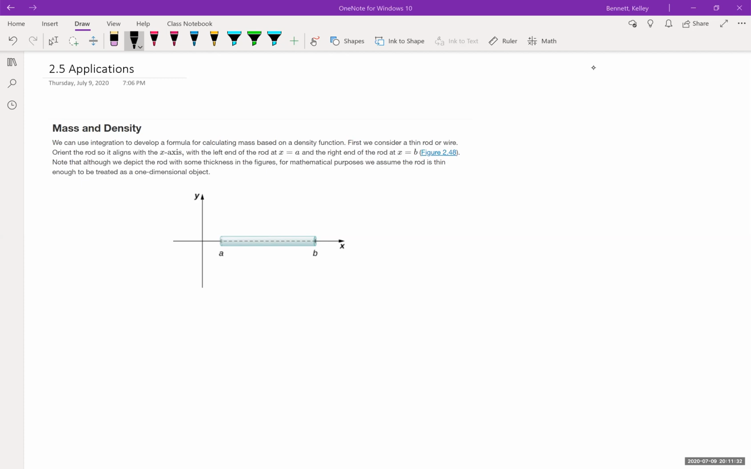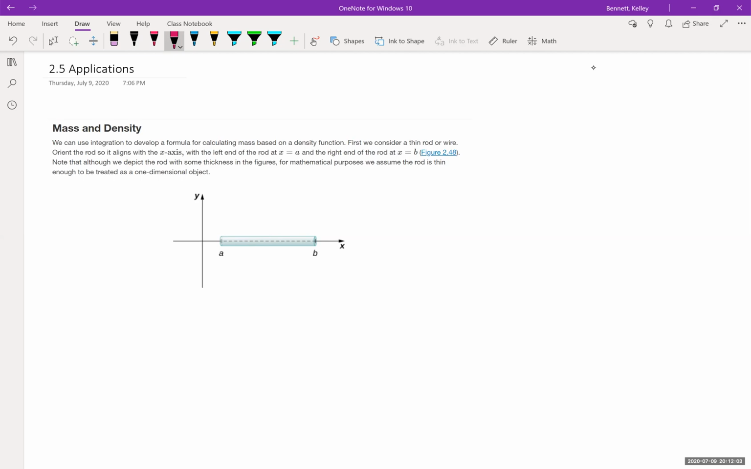So even though the figure that you're seeing on your screen now appears to be kind of like a three-dimensional rod, you really want to think about it as just a one-dimensional, infinitely thin stick or needle or rope. And then the way that we're going to come up with the formula to compute the linear density, the linear mass, is the same way we always do it.